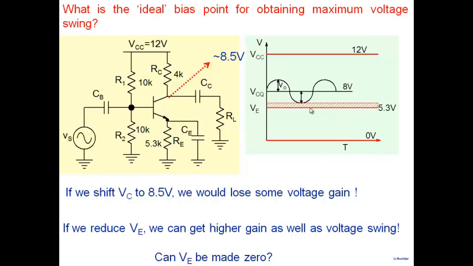So the issue is that if I want even larger swing, as you can see here, we know how to bias it right in the middle of these 2 points. If you want a larger swing, you would like to push VE lower and lower here. All right. Can VE be made 0?